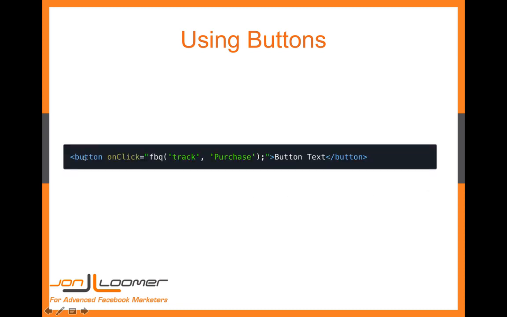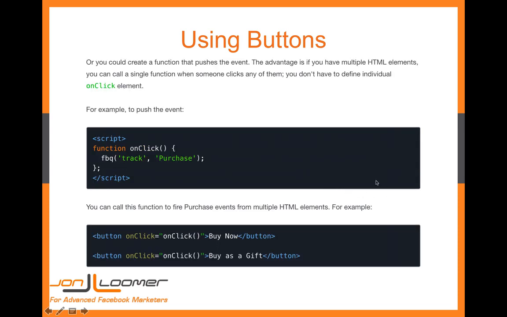Another example here is we've got button onclick equals fbq, and that's basically the event, and button text. Another option Facebook gives you is you could create a function that pushes the event. The advantage is if you have multiple HTML elements, you can call a single function when someone clicks any of them, so you don't have to define the individual onclick event. I know, it's getting very technical at this point.